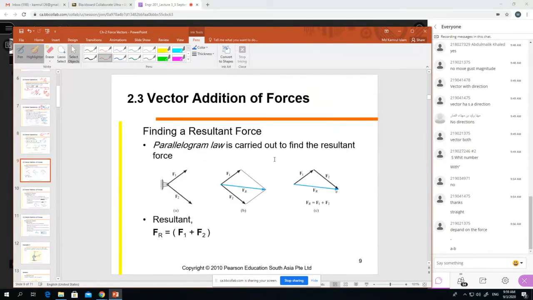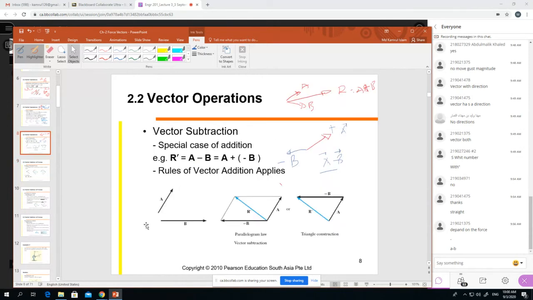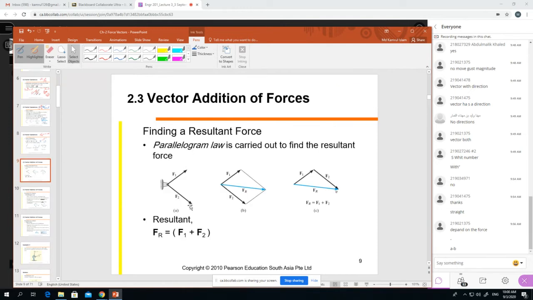Now we go to the resultant force. We already discussed the vector, right? A and B, a vector operation. Now if we say force is our vector, a force vector, so one force is working in this direction, another force is working in that direction on a pin. Then where will the resultant be? As we already know, we draw a parallelogram here, and then the resultant will be in this direction.